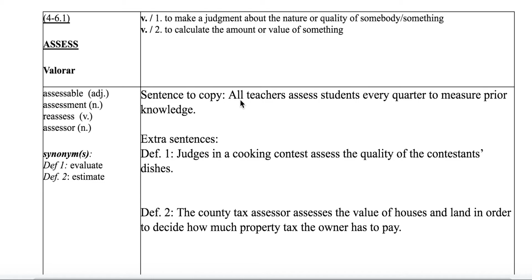This sentence is talking about teachers assessing students' knowledge. So the sentence says, all teachers assess students every quarter to measure, para medir, prior knowledge. That means the knowledge that the student already had before. So we want to know at the beginning of the class, how much do you already know? So that we don't teach you things you already know. We want to teach you things that are new for you so you can keep improving. And to do that, we have to measure your level at the beginning of the quarter.